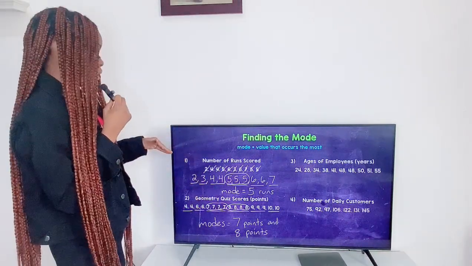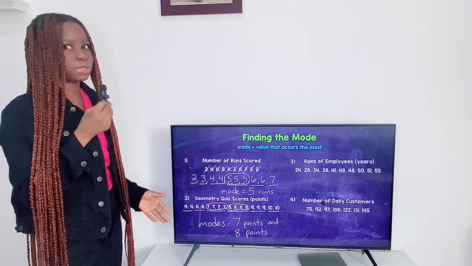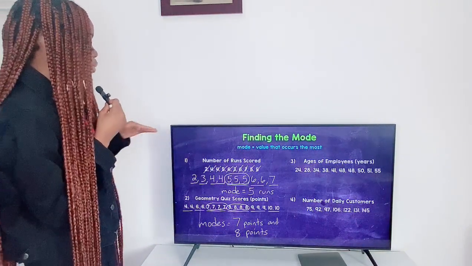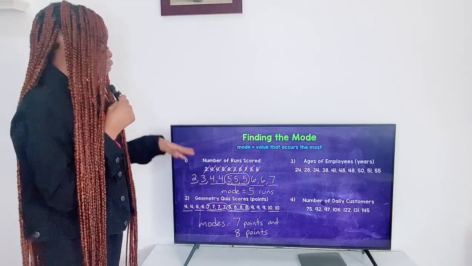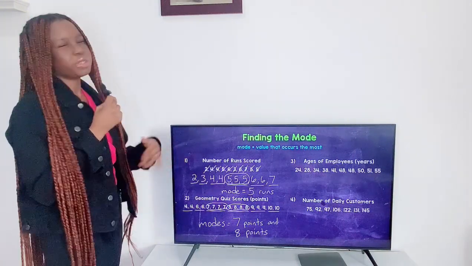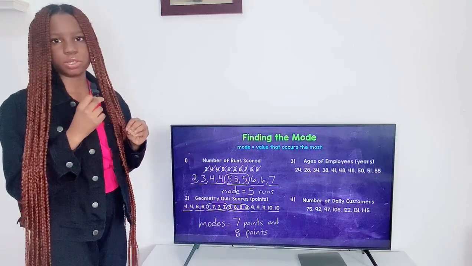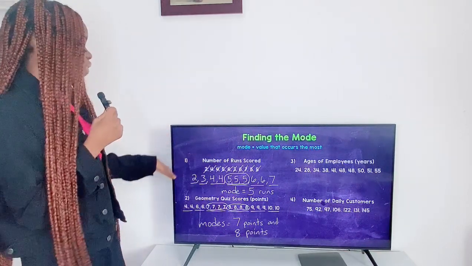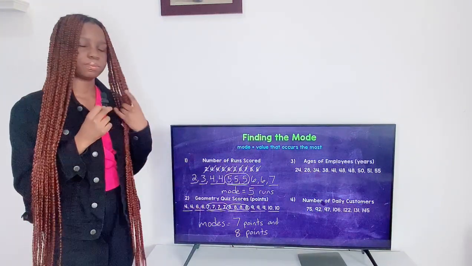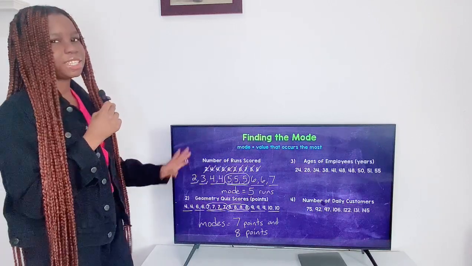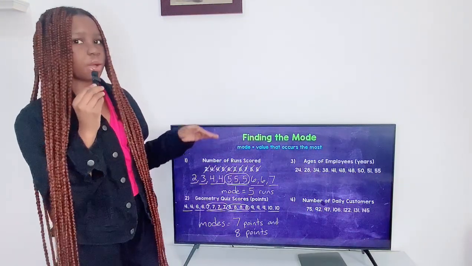All right, so we have number one here, which says numbers of runs scored. They're asking us, do we know the number of runs scored? We have a few numbers here. We have 2, 4, which appeared twice. Like I said, the mode is the value that occurs the most. How many numbers do you think appeared the most here? I think you guys can already see that 5 appeared the most here.